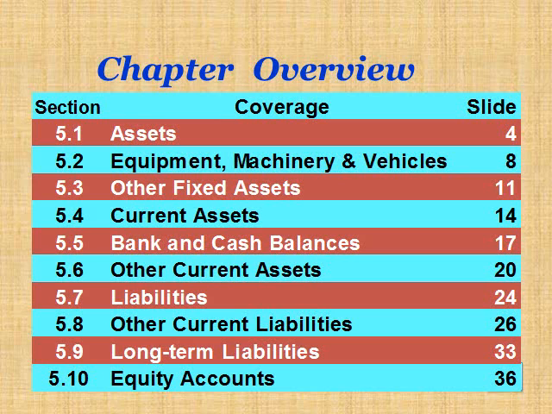5.6, Other current assets, is on slide 20. 5.7, Liabilities, is on slide 24. 5.8, Other current liabilities, is on slide 26. 5.9, Long-term liabilities, is on slide 33. 5.10, Equity accounts, is on slide 36.